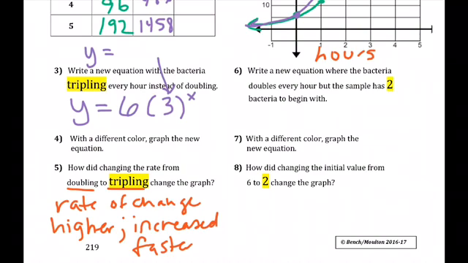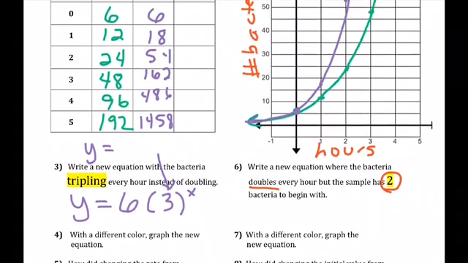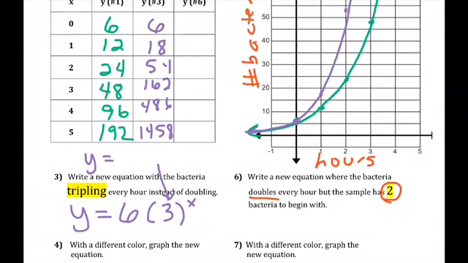Okay, for number 6, I'm going to be doing a different color, so I'll do red this time. Write a new equation, but this time the bacteria is back to doubling every hour, but we're only going to have 2 to begin with. So if you want to think about it for a second, how is that going to change my graph? If we're doubling, so that's like what we did in the green, but this time we're only starting at 2 instead of 6. Do you have an idea of what that's going to do to your graph?